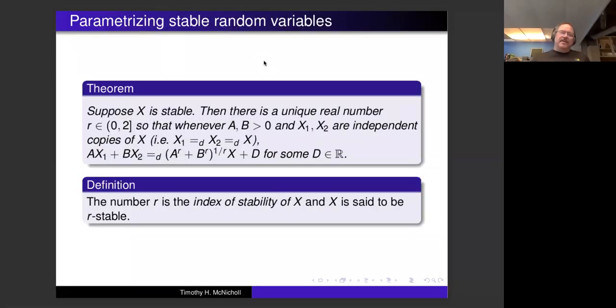Now, these stable random variables, again, maybe that's a bit of an abstract definition, but there's a fairly nice way to parameterize these. It turns out every stable random variable is described completely by 4 numbers. The first of these numbers is called its index of stability, and it's essentially defined by this theorem. If x is stable, there's a unique real number r so that the number c in the previous definition is the rth root of the rth power of a plus the rth power of b. That number r is called the index of stability of the random variable x, and we say that x is an r-stable random variable.